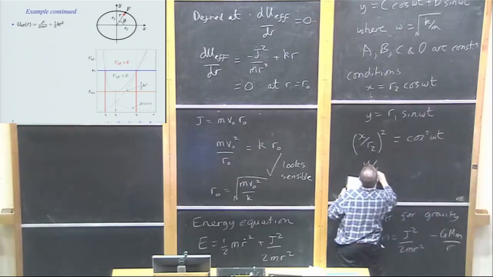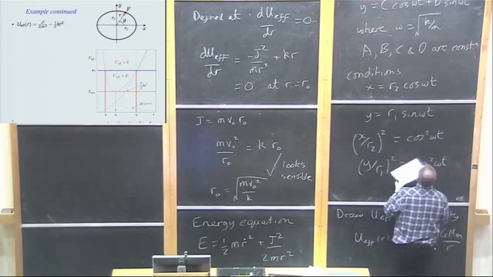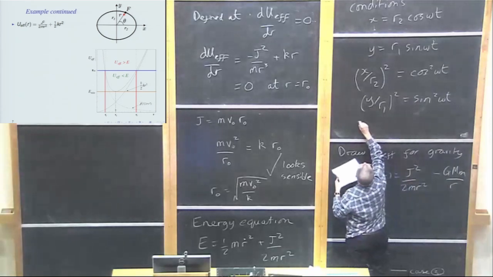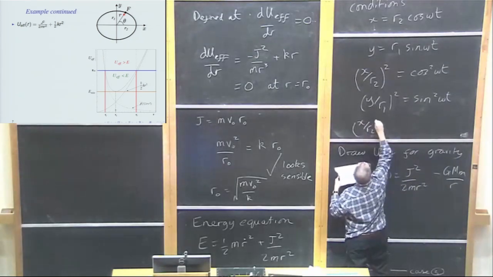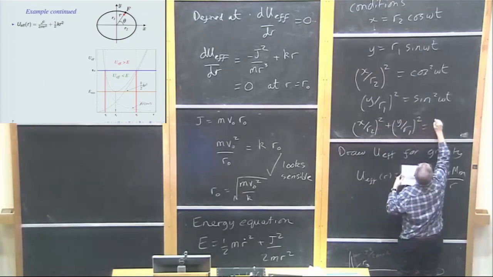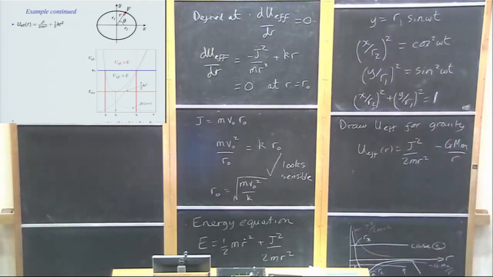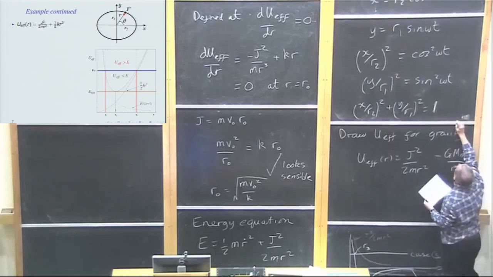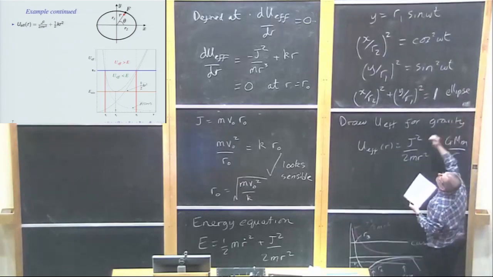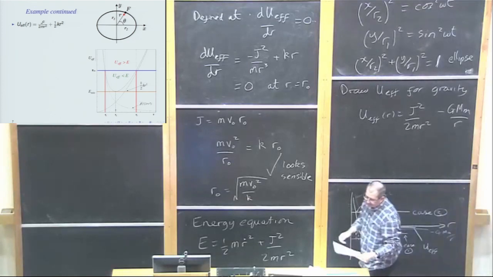And y over R1 squared equals sine squared omega t. And of course, if I add those, I get 1. So we see that x over R2 squared plus y over R1 squared equals 1. So this is not a circle. What this is, is an ellipse. Okay, and this is what you might have guessed. And this prefigures what we're going to see when we make the same analysis for the gravitational case.